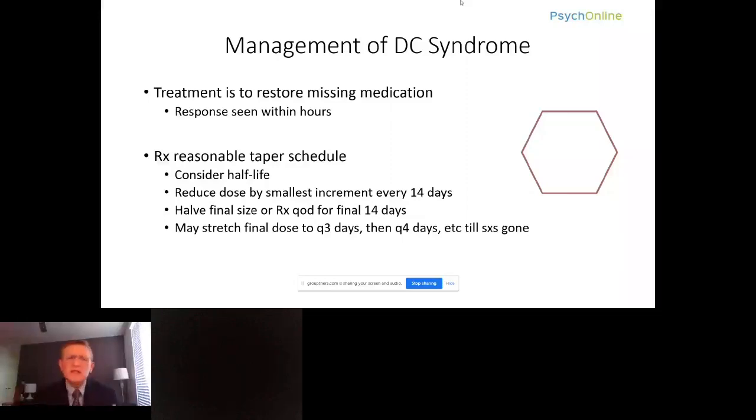For most patients, this will work well, but occasionally you're going to have someone who is an outlier, who is much more sensitive, and even though you've gone very slowly, they're going to have discontinuation symptoms. In this case, I would stretch the final dose to every 3 days for several weeks, then every 4 days for several weeks, until the discontinuation symptoms are truly gone.